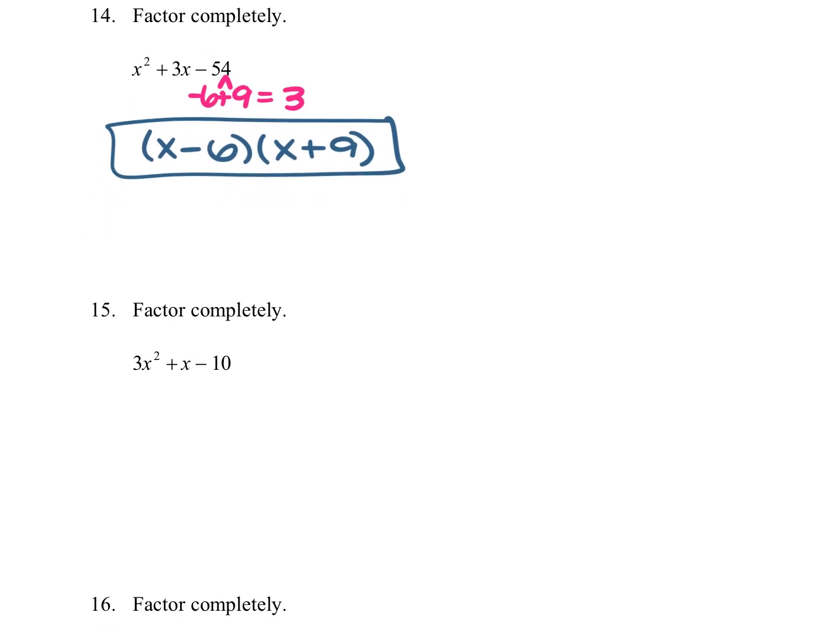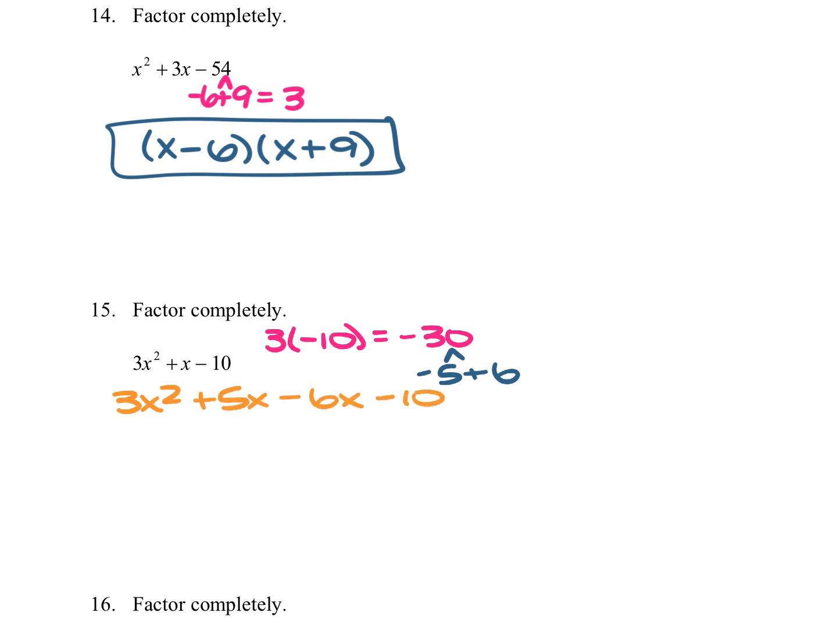For 15, we have 3x squared plus x minus 10. So we're multiplying the 3 times the negative 10. That gives us negative 30. Your factors of negative 30 that add to be positive 1 are negative 5 and positive 6. So this is going to be rewritten as 3x squared plus 5x minus 6x minus 10.